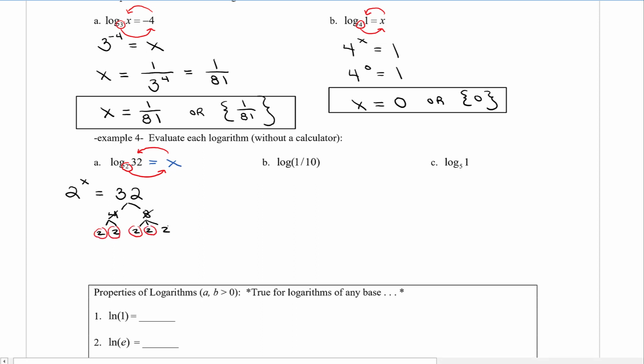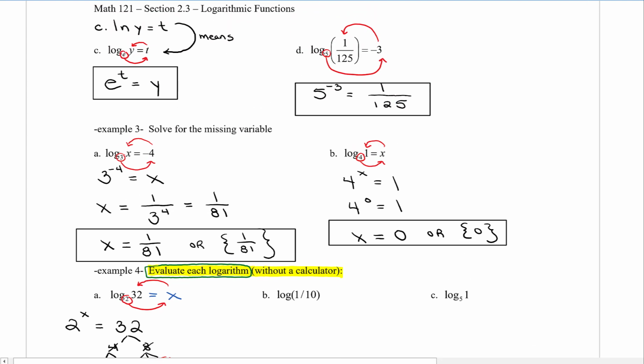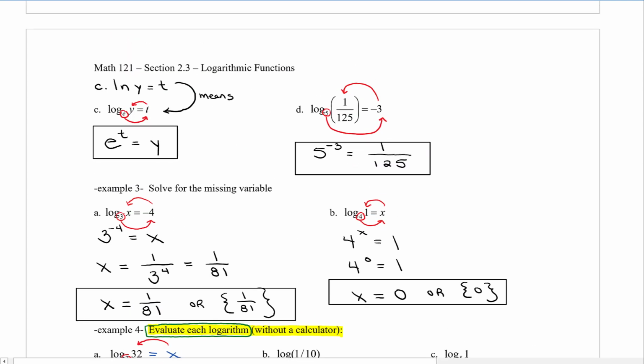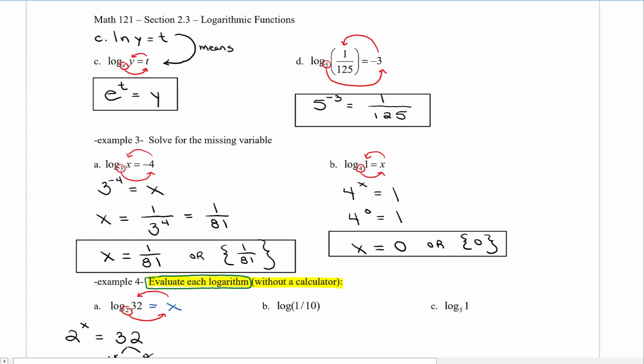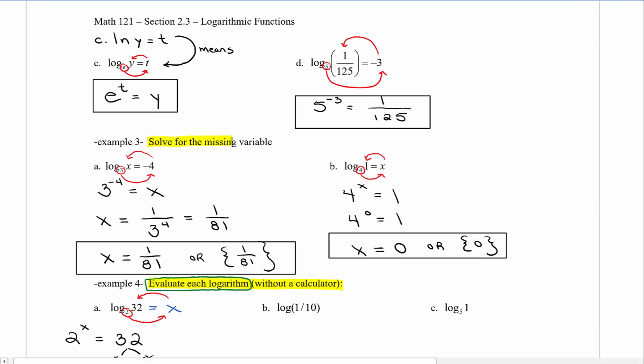I'm going to highlight the directions here for example 4 and example 3, and I want you to notice the difference between these two sets of directions. So notice here for example 4, I am highlighting where it says evaluate each logarithm without a calculator, and I am boxing in the words evaluate each logarithm. Let's compare the example 3 directions. Example 3 said, and I'm going to highlight these words as well, solve for the missing variable, and I'm going to box in the word solve. These instructions are different for both of these problems.